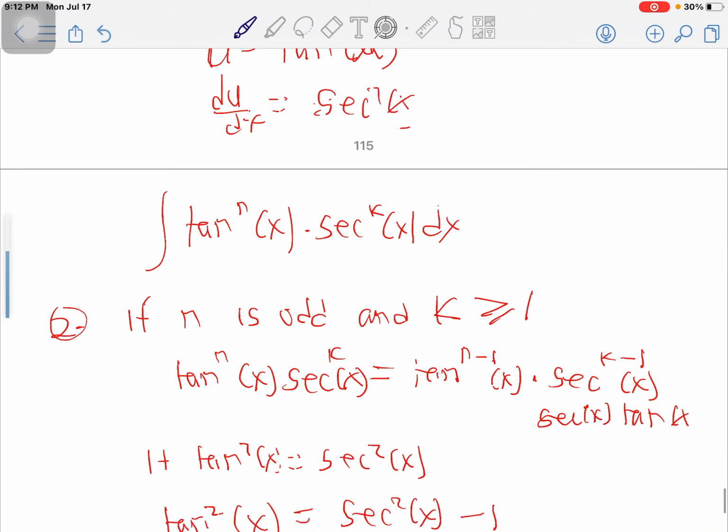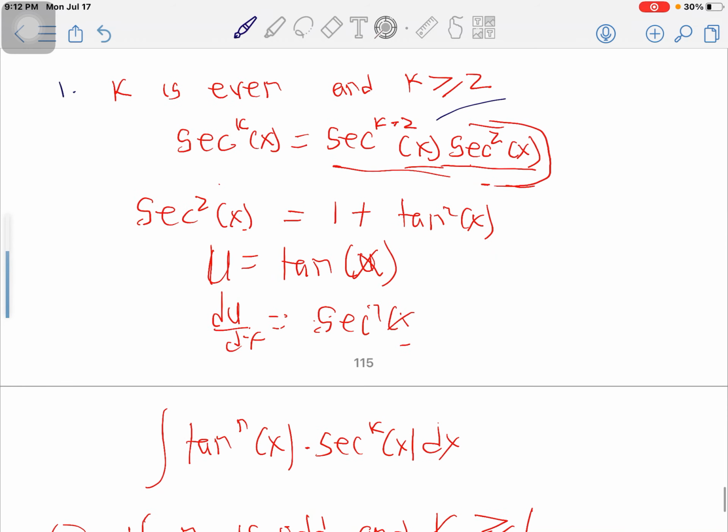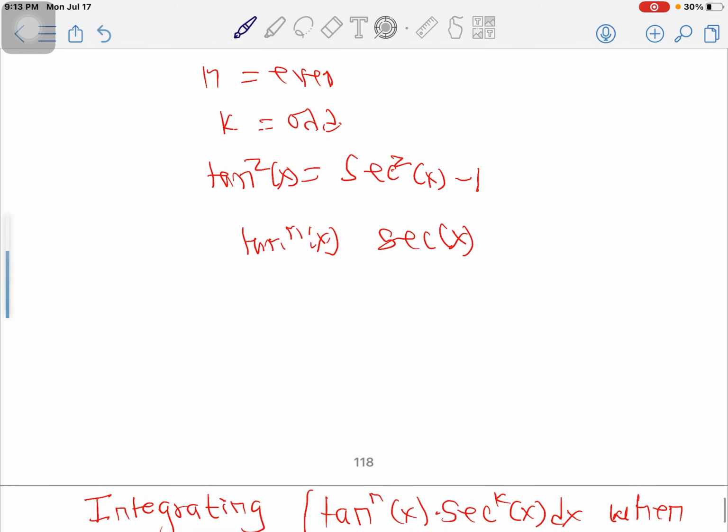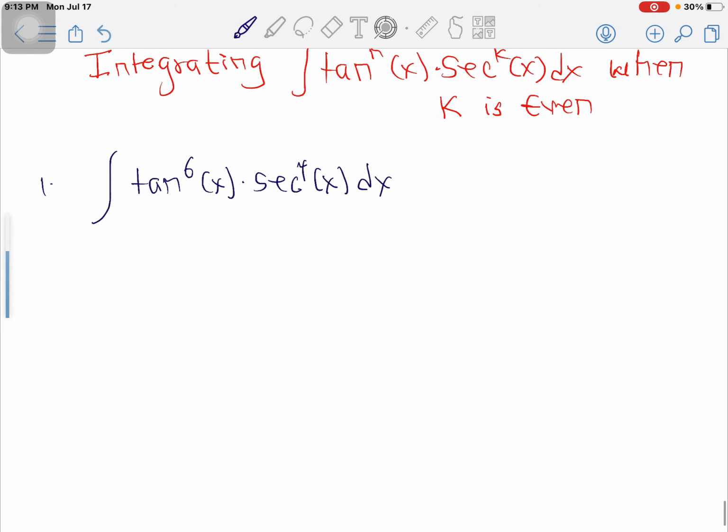That's when k is even and k is greater than 2, which is the case here. You can see that k is 4, and we were told that if k is even and greater than 2, we should express the sec and its power in terms of sec squared. So let's quickly solve it.